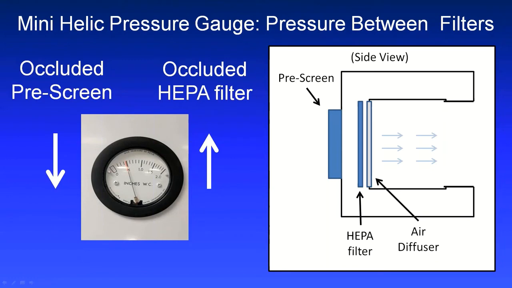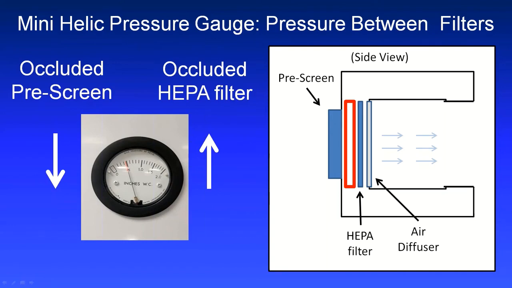There is a mini helic pressure gauge on the front of the LFH, and you should monitor the reading on this every day. We want to watch and see whether it goes up or whether it goes down. It monitors the pressure in between the pre-screen, the blue pre-screen that's on the back of your LFH, and the HEPA filter, which is inside.